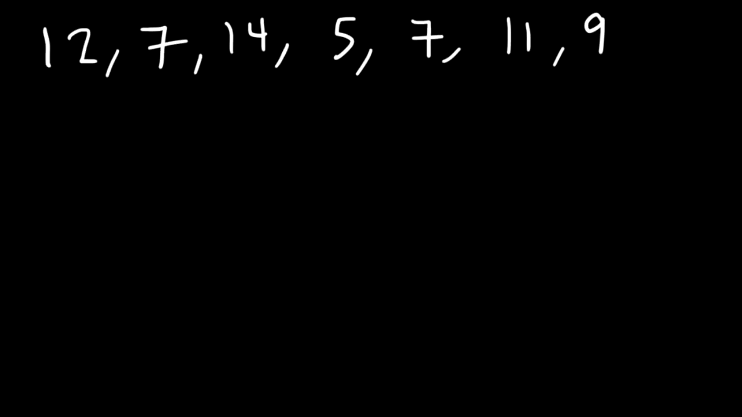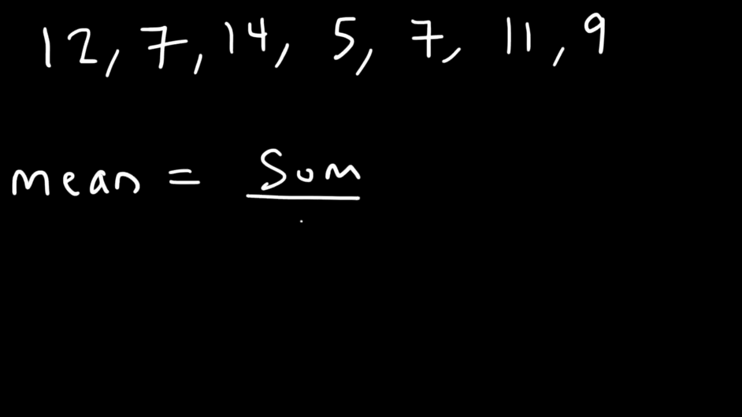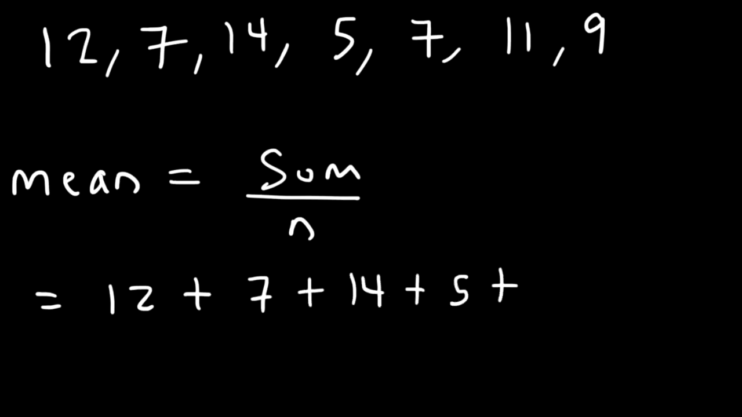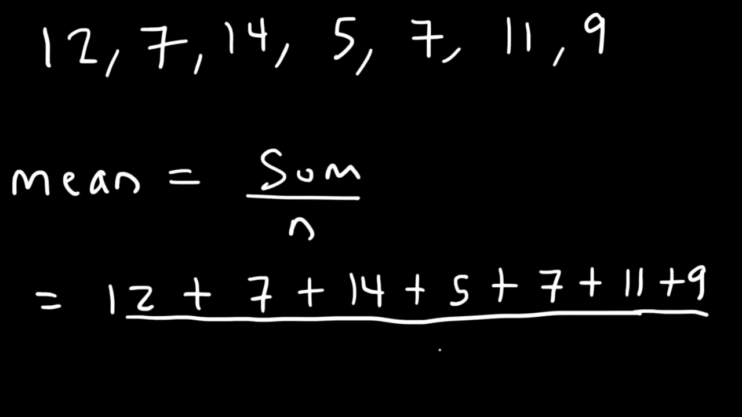To find the mean, which is basically the average of the 7 numbers, you need to take the sum of the 7 numbers and divide it by the number of values that you have, which is 7. And so that's how you can calculate the average or the arithmetic mean. So let's go ahead and do that. Let's add up 12 plus 7 plus 14 plus 5 plus 7 plus 11 and plus 9. And since there are 7 numbers, let's divide it by 7.